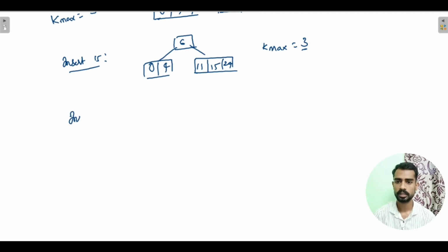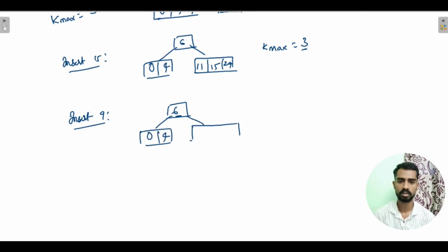Inserting 9 now. We have 6, and we have 0 and 4. Since 9 is bigger than 6, it has to be inserted only in the right subtree. So we come here and have 9 inserted right here, along with 15 and 24. Now the insertion is completed. Now we have to check the properties of the B-tree. So the K maximum is 3, but what is the K value here?